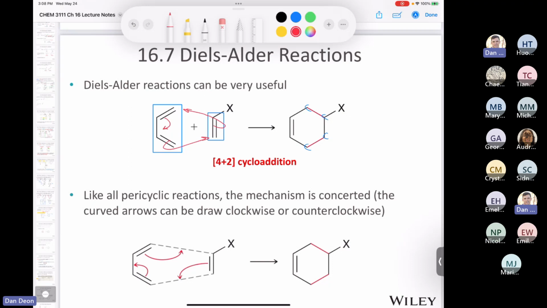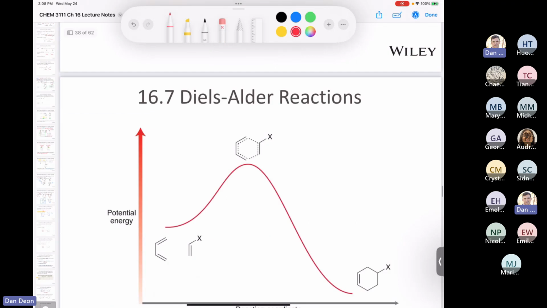You form 2 carbon-carbon bonds. Polarity of solvent isn't important. You know, where have you been all my life, Diels-Alder? This is great chemistry.